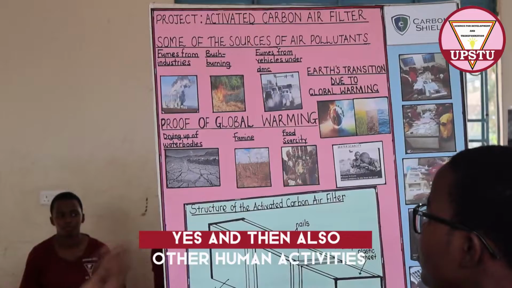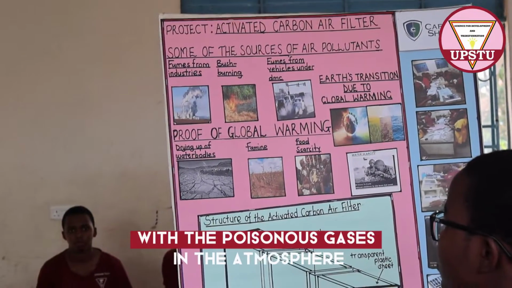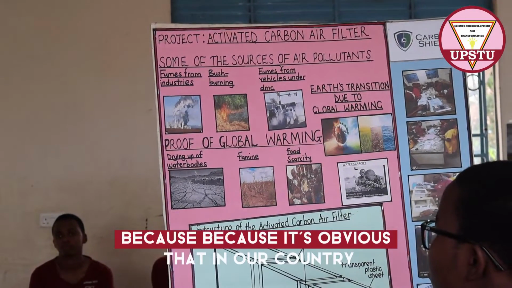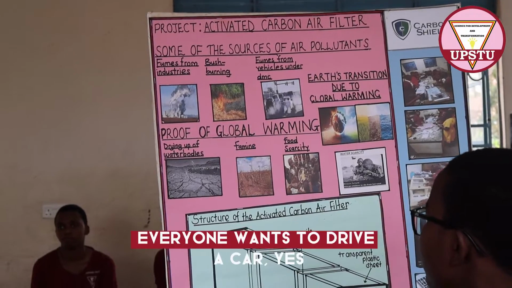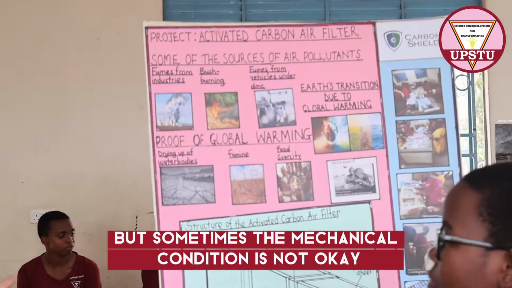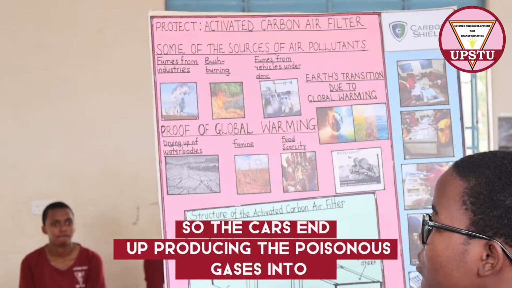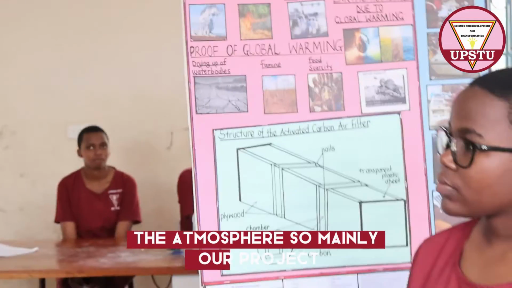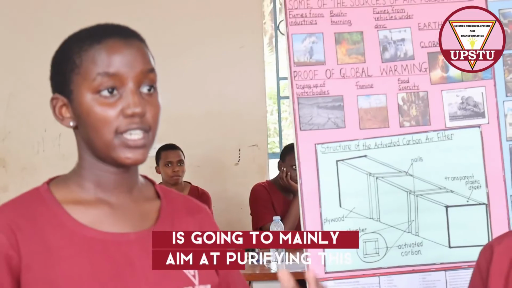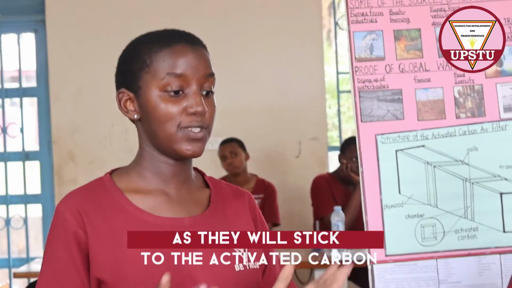Then also other human activities such as bush burning, which release poisonous gases into the atmosphere, and also vehicles, because it's obvious that in our country everyone wants to drive a car, but sometimes the mechanical condition is not okay, so the cars end up releasing poisonous gases into the atmosphere. So mainly our project, the Activated Carbon Air Filter, aims at purifying this air, removing the poisonous gases as they stick to the activated carbon.